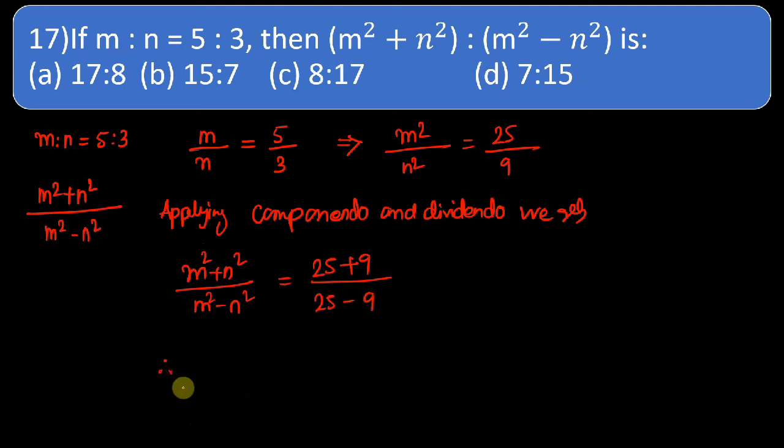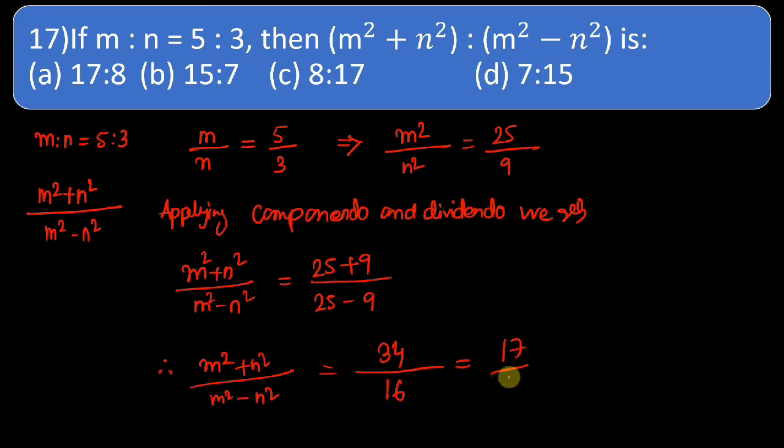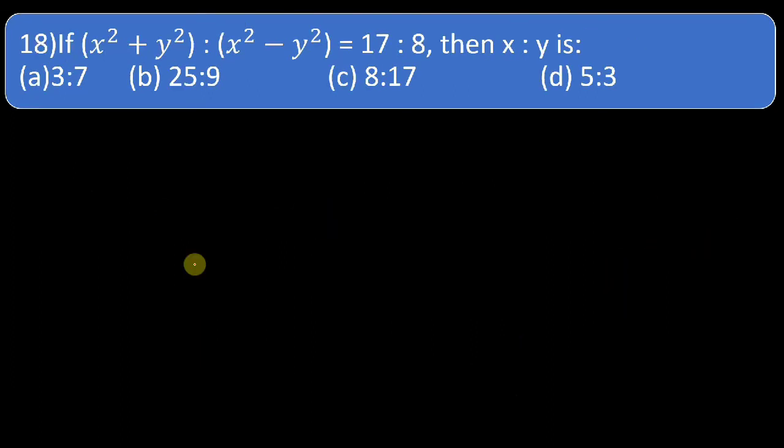So by applying only this formula, m square minus n square, we have got the answer in a single step. That is 25 is equal to 34 by 7. That is 16. That is 17 by 8, 17 is to 8. This is the correct answer. So I think our option number A is the correct answer. Option number A. Let's proceed further.